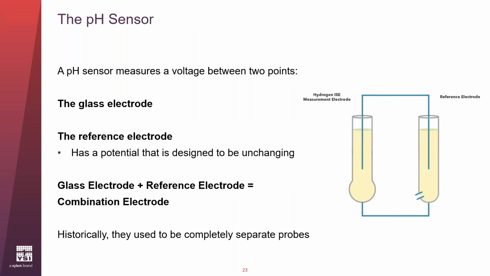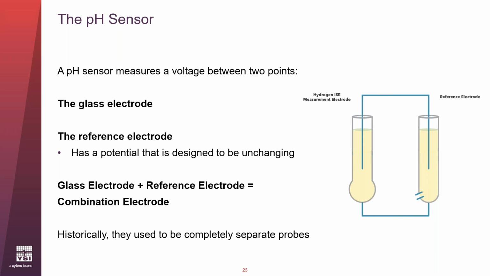First is the pH sensor. A pH sensor will measure a voltage between 2 points when you get right down to it. There's two major portions of a pH probe. There's the glass electrode and there's the reference electrode. You should be able to see both of those there. There's a super basic version of what that looks like, but it's a good diagram for what we're trying to learn here.